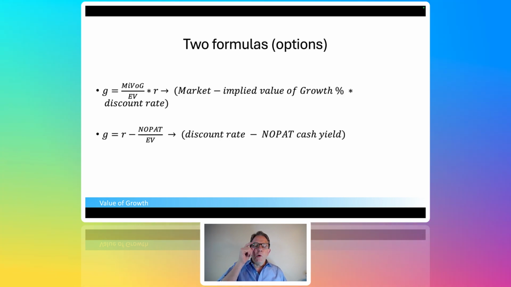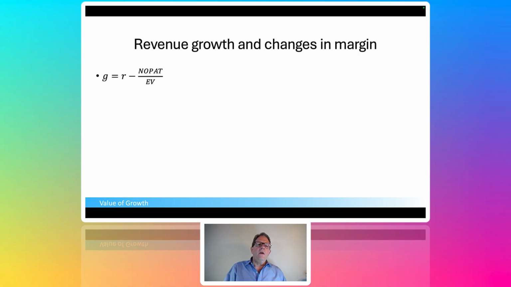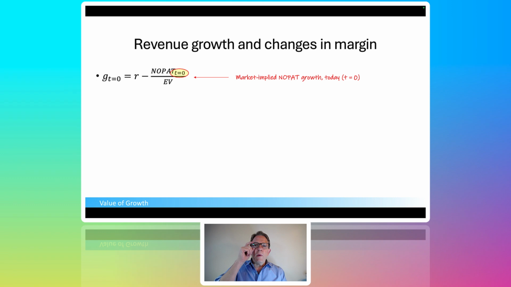All right, these are the two formulas I talked about before. We saw that earlier in the lecture. I'm going to focus on the second one. It's just easier to use. All right, so we know that growth equals NOPAT, the discount rate minus your cash yield, NOPAT divided by EV. So the growth rate today, that's the growth rate at t equals 0, clearly is based on NOPAT margin at time t0. That's how we calculate the growth today. So that's your market-implied NOPAT growth today, t equals 0.